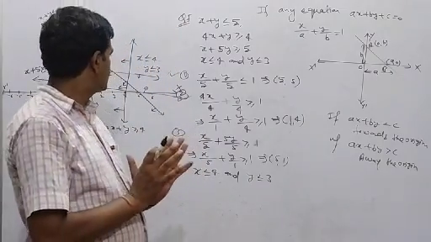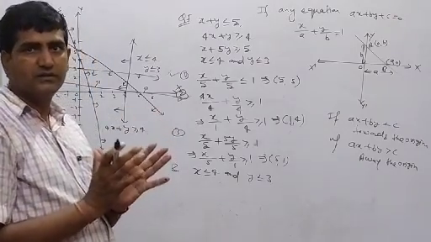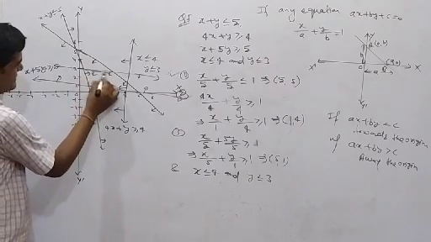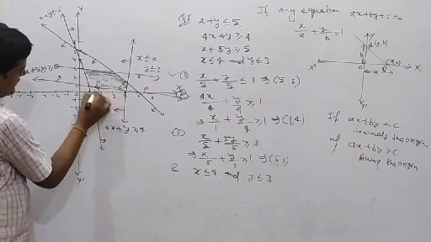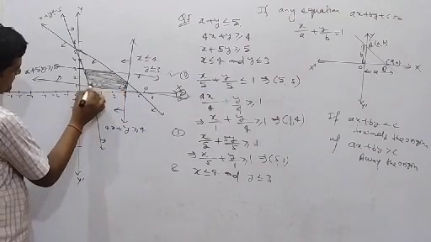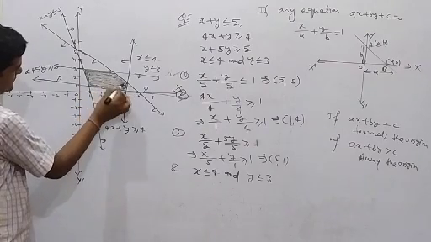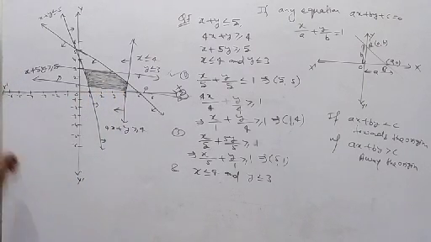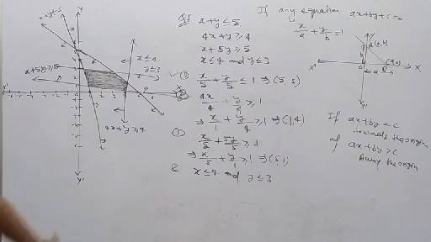Why? Because after putting the symbol, we have to set the region. Region means set the common portion. Therefore, what is the common portion? Common portion means this is the common portion. This portion is common. Now this is the answer. Understood? Any problems? Okay, one more example I am going to give.